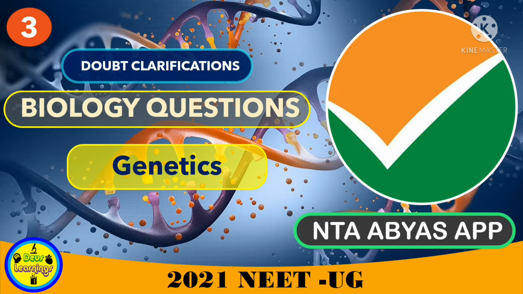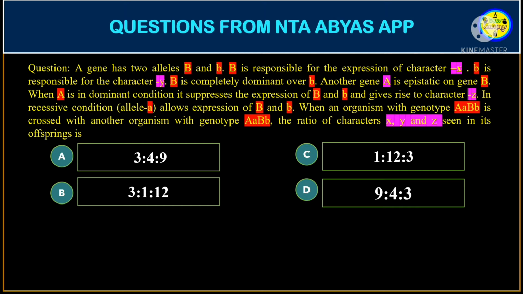So let's read and check it out. So the question is: a gene has two alleles, capital B and small b.